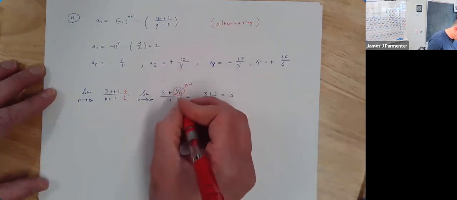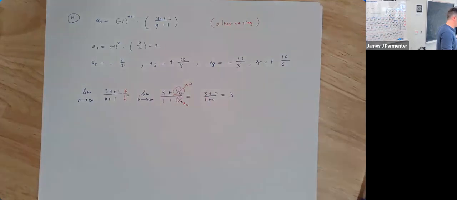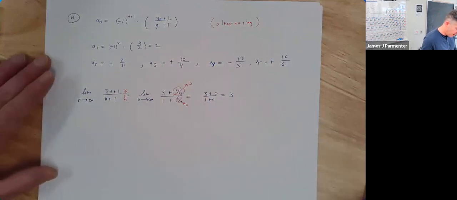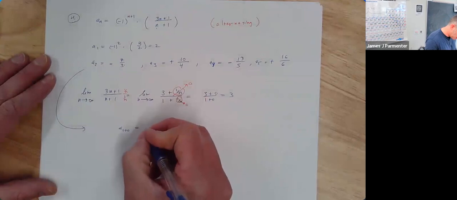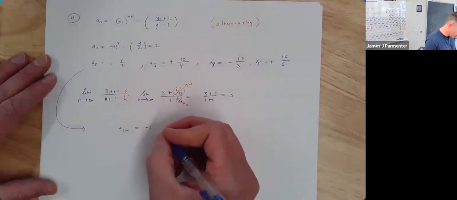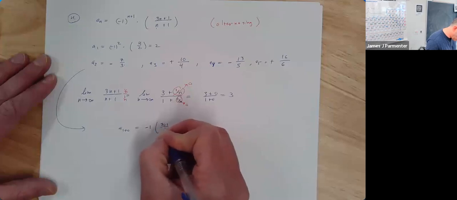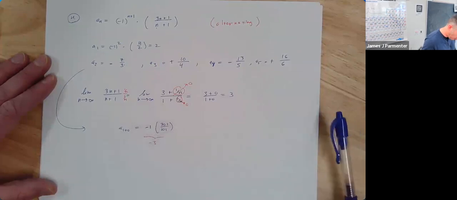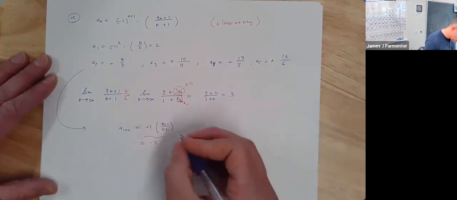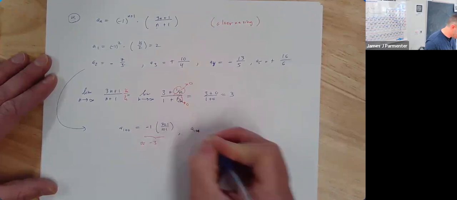I want to be very specific here. I'm not saying the sequence converges to 3, because I didn't find the limit of the sequence. I found the limit of the non-alternating part. What's happening is the alternating sequence is bouncing back and forth between things that are getting closer to 3 and things that are getting closer to negative 3. So if we went way further out, the 100th term here is going to be negative 1 to the 101, which is negative 1, times 301 over 101, which is pretty much negative 3, approximately. And the next term, the 101st.